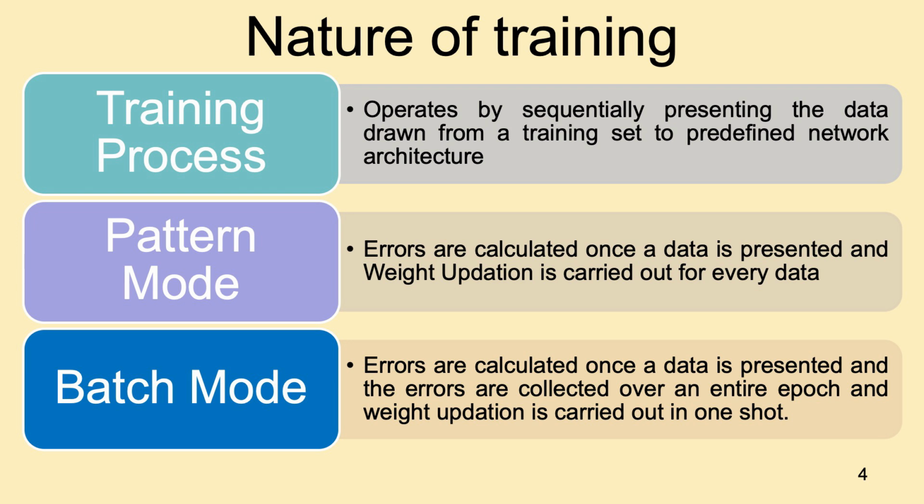This is a model with 3 input, 2 hidden, and 1 output layer. So here, what is that? The data are given sequentially.